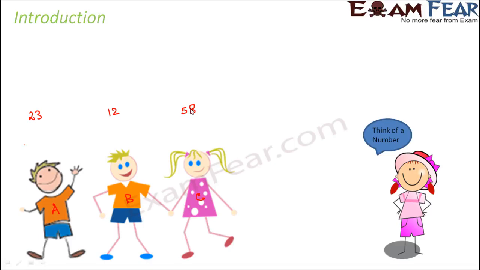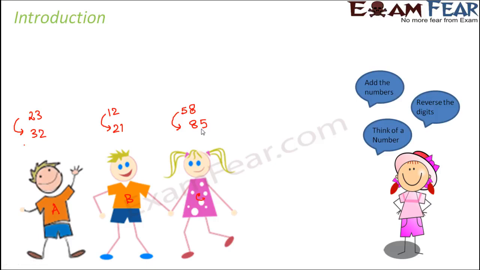Please do remember that they just thought of the number. They did not tell the number to their teacher. Now the teacher asked them to reverse the digits of that number. So 2 and 3 are the digits which make the number 23. The moment you reverse the digits, it becomes 32. Here, when you reverse the digits, it becomes 21. And here, it becomes 85. So they did this also.